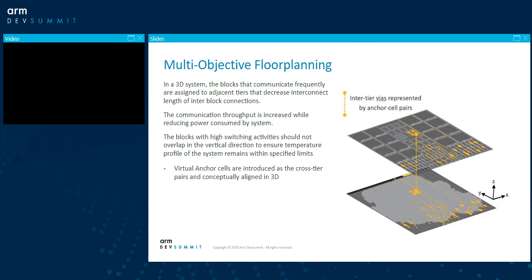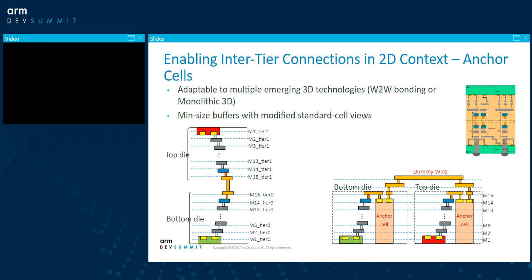the placement. So this methodology, as shown in the graph, you can see that the anchor cells always come in pairs and conceptually align with 3D. So this anchor cell essentially is based on the minimum size of buffer. It's essentially a hack cell to represent the terminal at the top layers for the routing, essentially to mimic the real routing to the wafer bond layer.